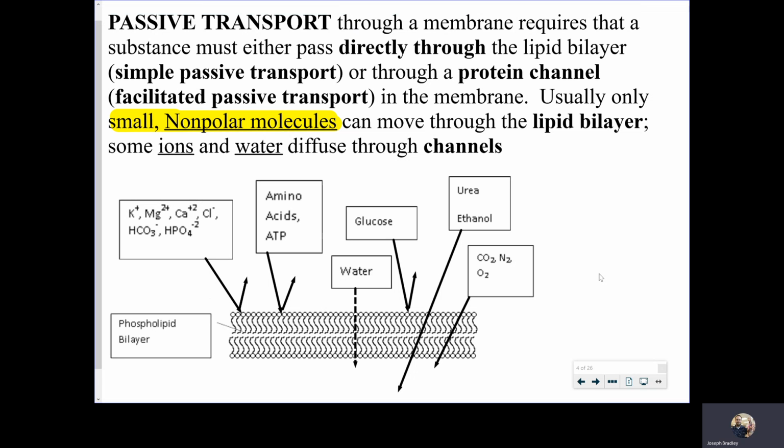So things that can pass directly through the lipid bilayer do so via passive transport, or just simple diffusion. If they have to pass through a protein channel, we call that facilitated passive transport. So again, usually only small non-polar molecules can travel through the lipid bilayer. Some ions in water will diffuse through channels. Again, water can travel through the membrane, however, it doesn't do so very easily.